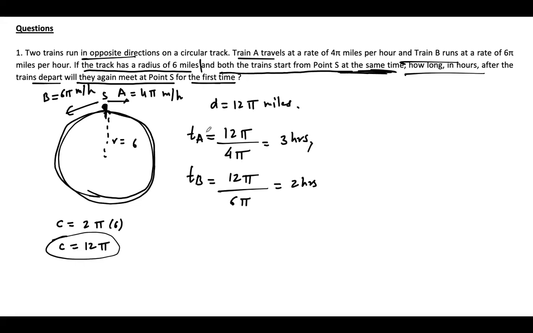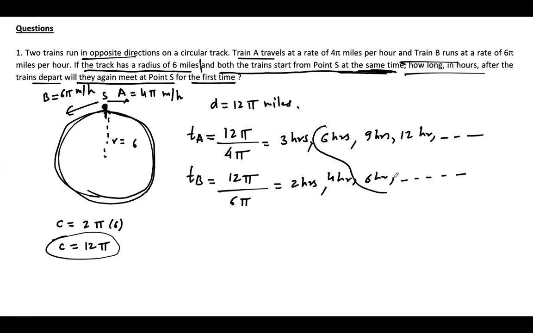So the next time, when will train A reach point S again? 6 hours, then 9 hours, 12 hours, and so on. Similarly, train B: 2, 4, 6. So 6 is the common. So they are meeting for the first time after 6 hours. So the answer is going to be 6 hours.